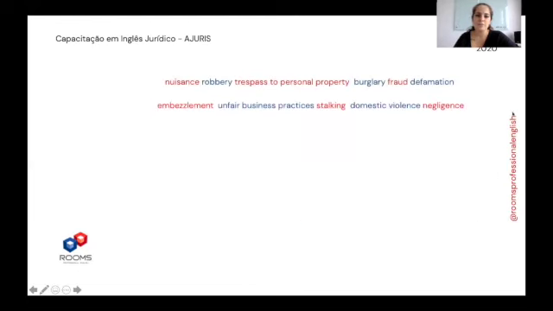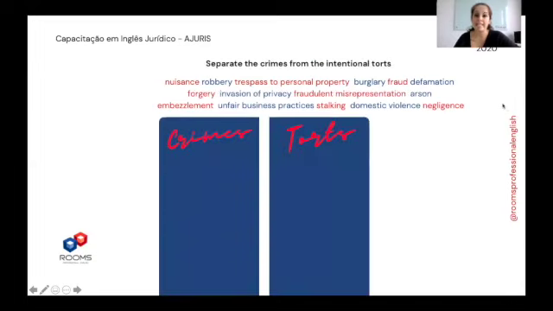Let's also review the differences between crimes and intentional torts. So I hope you remember what nuisance is. It's our controversial term. Nuisance, robbery, trespass to personal property, burglary, fraud, defamation, forgery, invasion of privacy, fraudulent misrepresentation, arson, embezzlement, unfair business practices, stalking, domestic violence, and negligence.